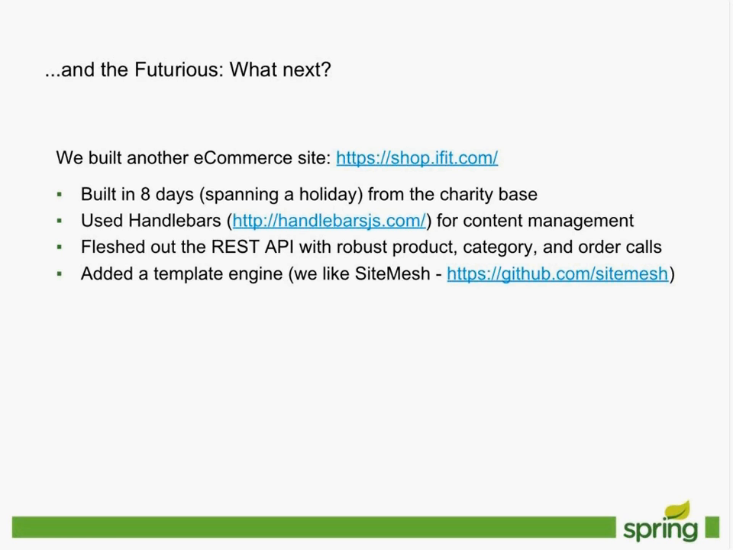We like SiteMesh. You could use Thymeleaf, Magnolia, whatever you really want to use to manage your templates. We like SiteMesh, so we threw SiteMesh in there. With the charity site, there weren't enough pages to bother with a template. It would have taken longer to build and implement the template than it did to code the pages. So we really just coded the 5 pages and called it good. With iFit, with the shop iFit, we needed to be able to template those out. There are a lot more pages involved. It's more of a traditional commerce site. Right.